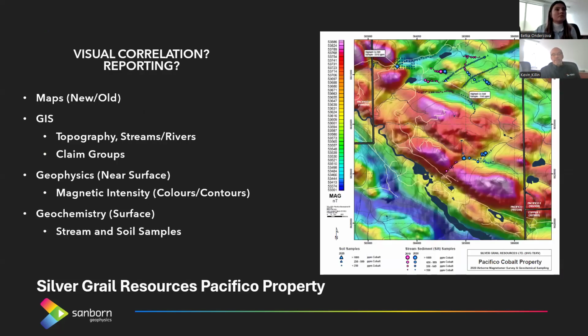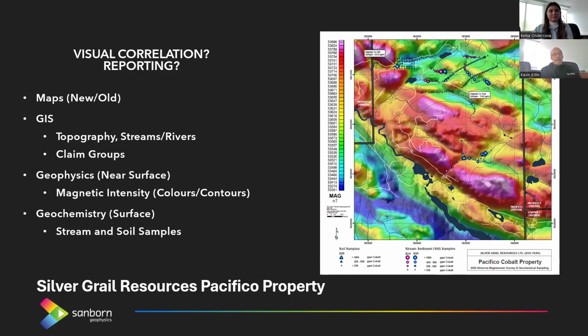First off, I want to thank Silver Grail Resources for the use of this example. This is a survey in Western BC that was flown as part of a cobalt exploration play, where they were doing geological mapping of some new claims. They did geological mapping, this geophysical survey, and geochemistry data were being collected.